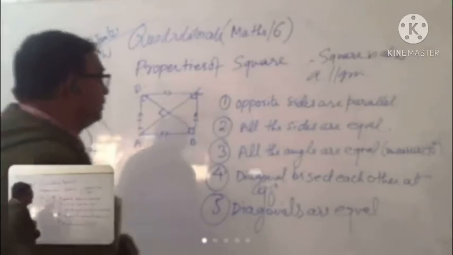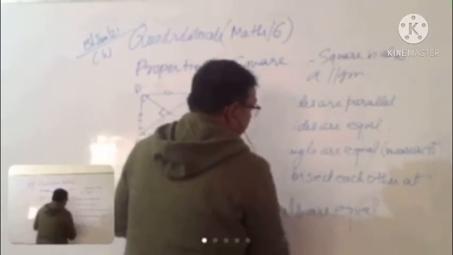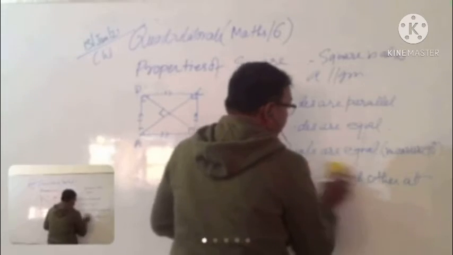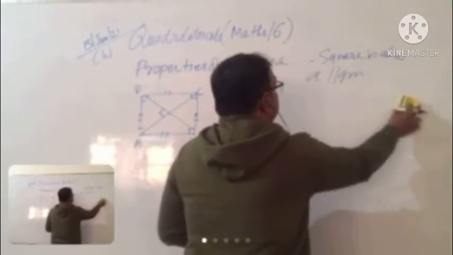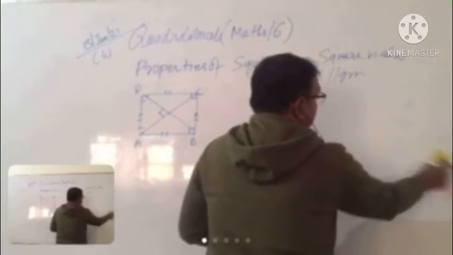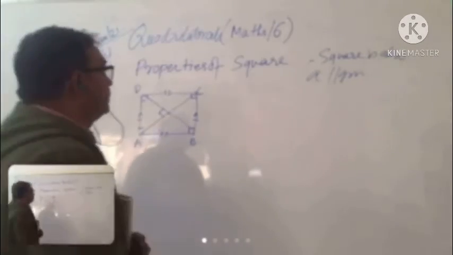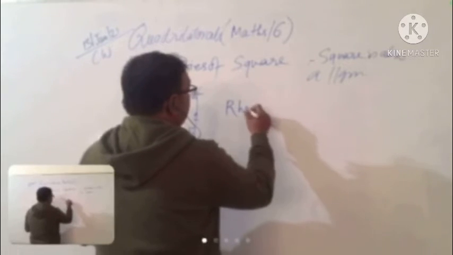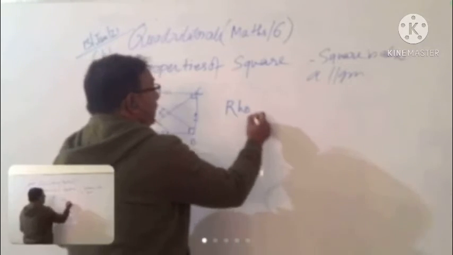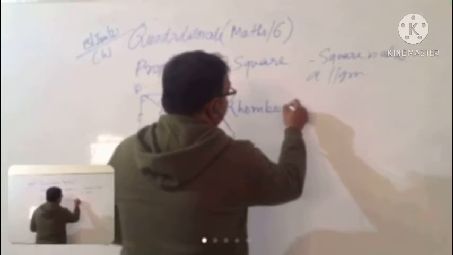Now let us understand the properties of kite. Every square is a rhombus, but every rhombus is not a square.